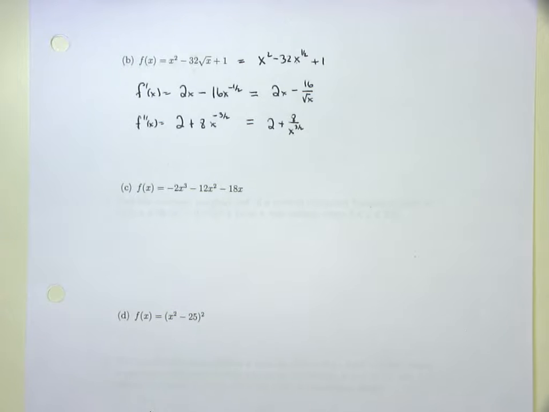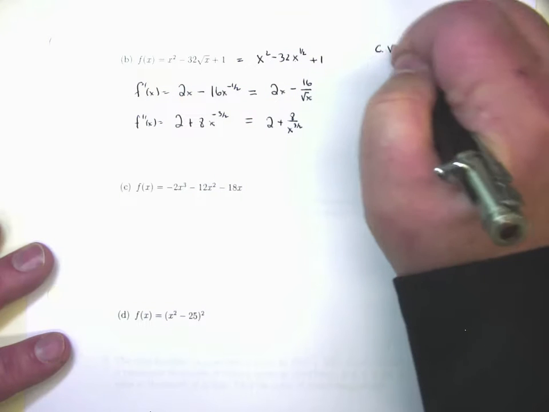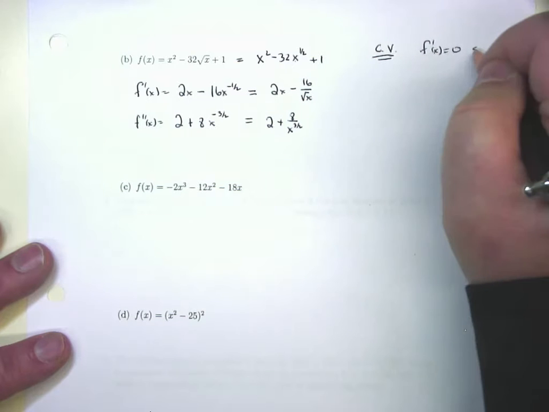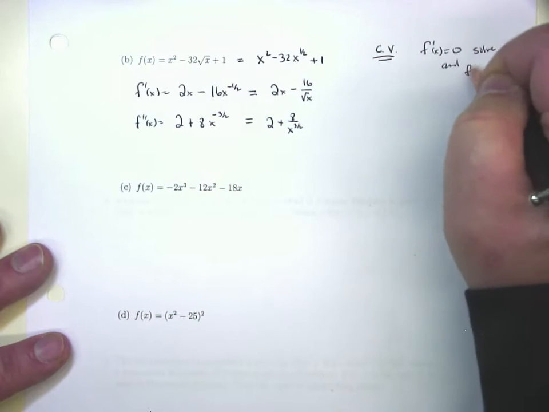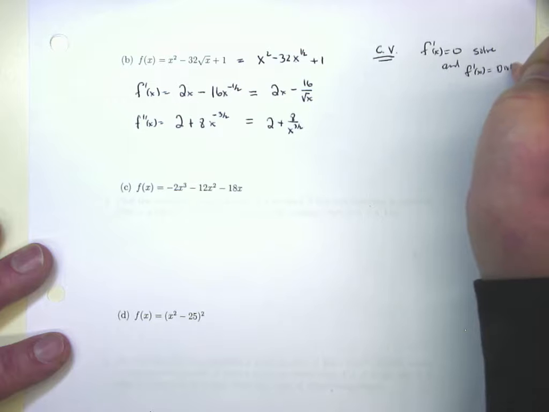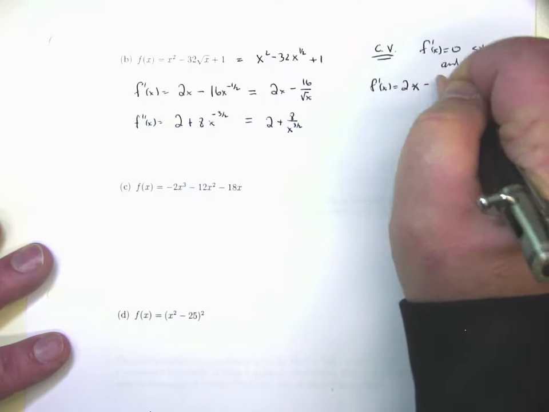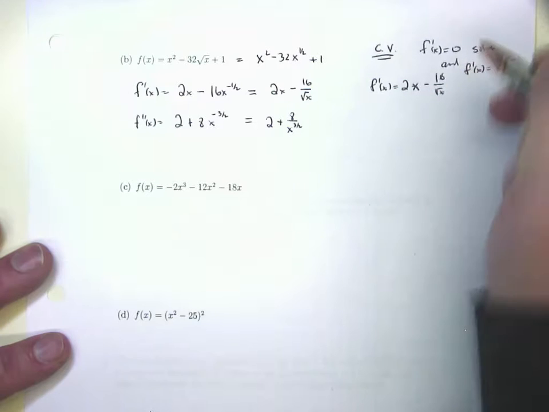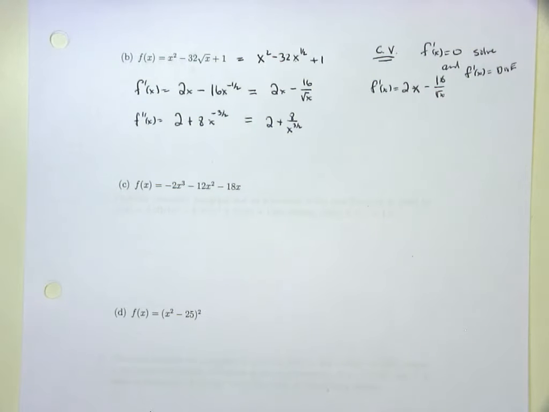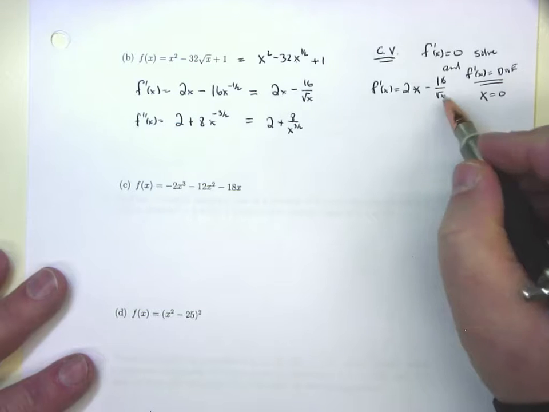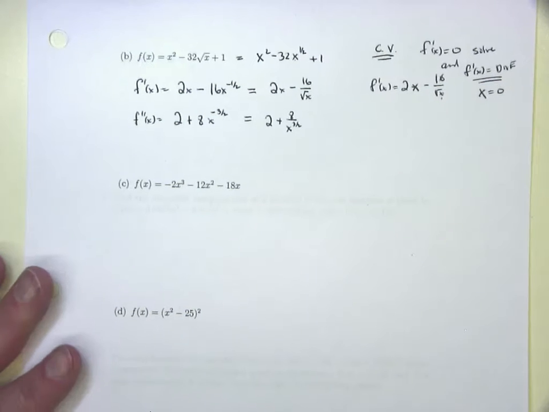Now, how do you find your critical values? What am I going to do? I'm going to take my first derivative, set it equal to 0 and solve. And don't forget this, where the first derivative does not exist. Look at your first derivative. It is 2x minus 16 over the square root of x. First off, you can see a point where the derivative doesn't exist. Where? 0. The derivative does not exist at x equals 0. Square root of 0 is 0, but you can't divide by 0. x equals 0 is going to be a problem with this first derivative.